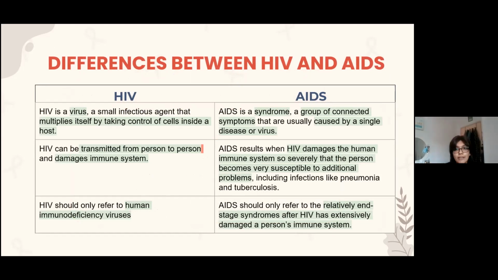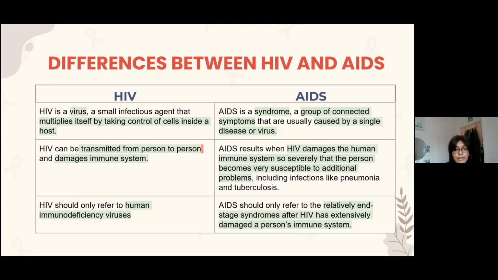Okay, so now let's discuss the differences between HIV and AIDS. So HIV, for one, is a virus, a small infectious agent that multiplies itself by taking control of cells inside a host. AIDS, on the other hand, is a syndrome, a group of connected symptoms that are usually caused by a single disease or virus.